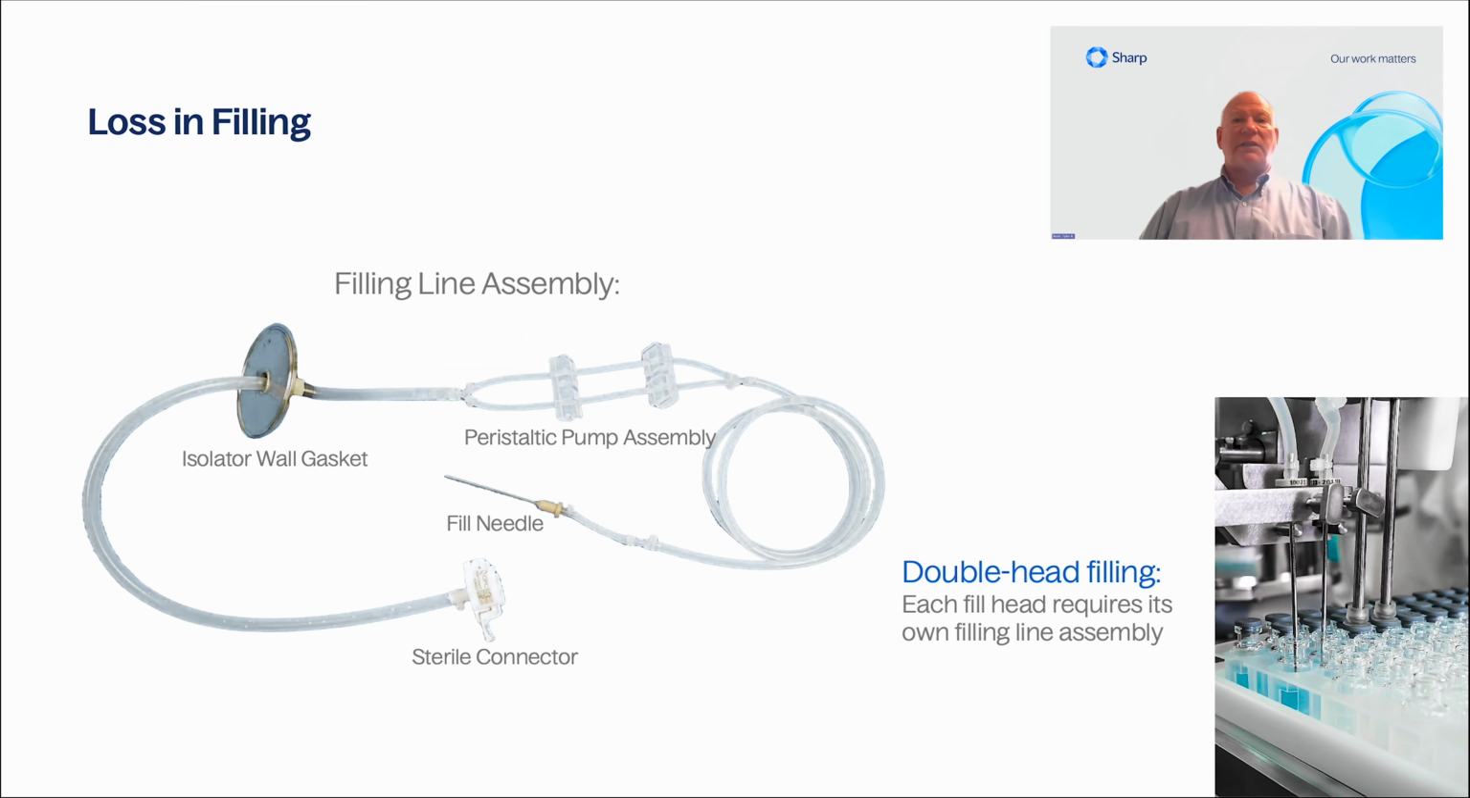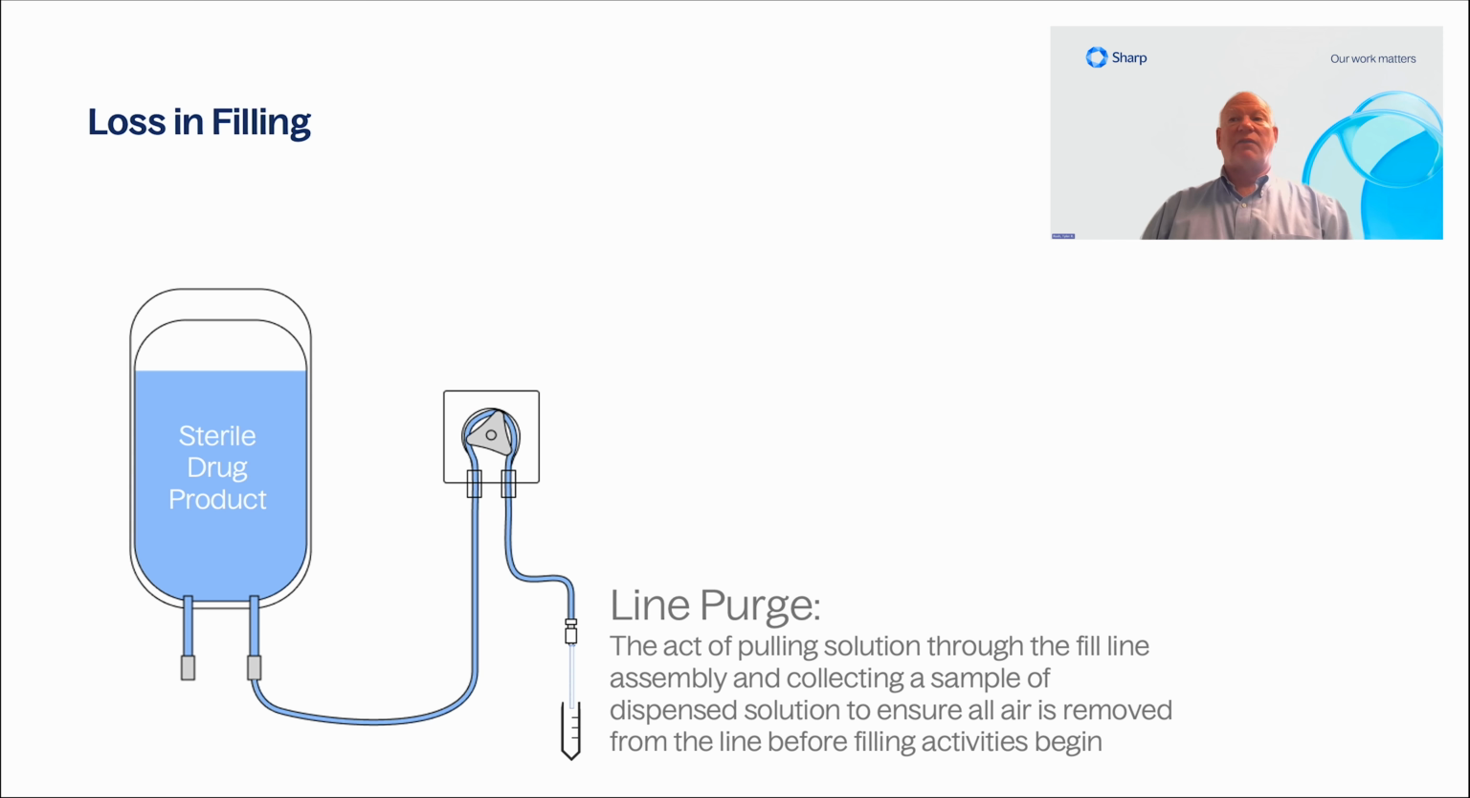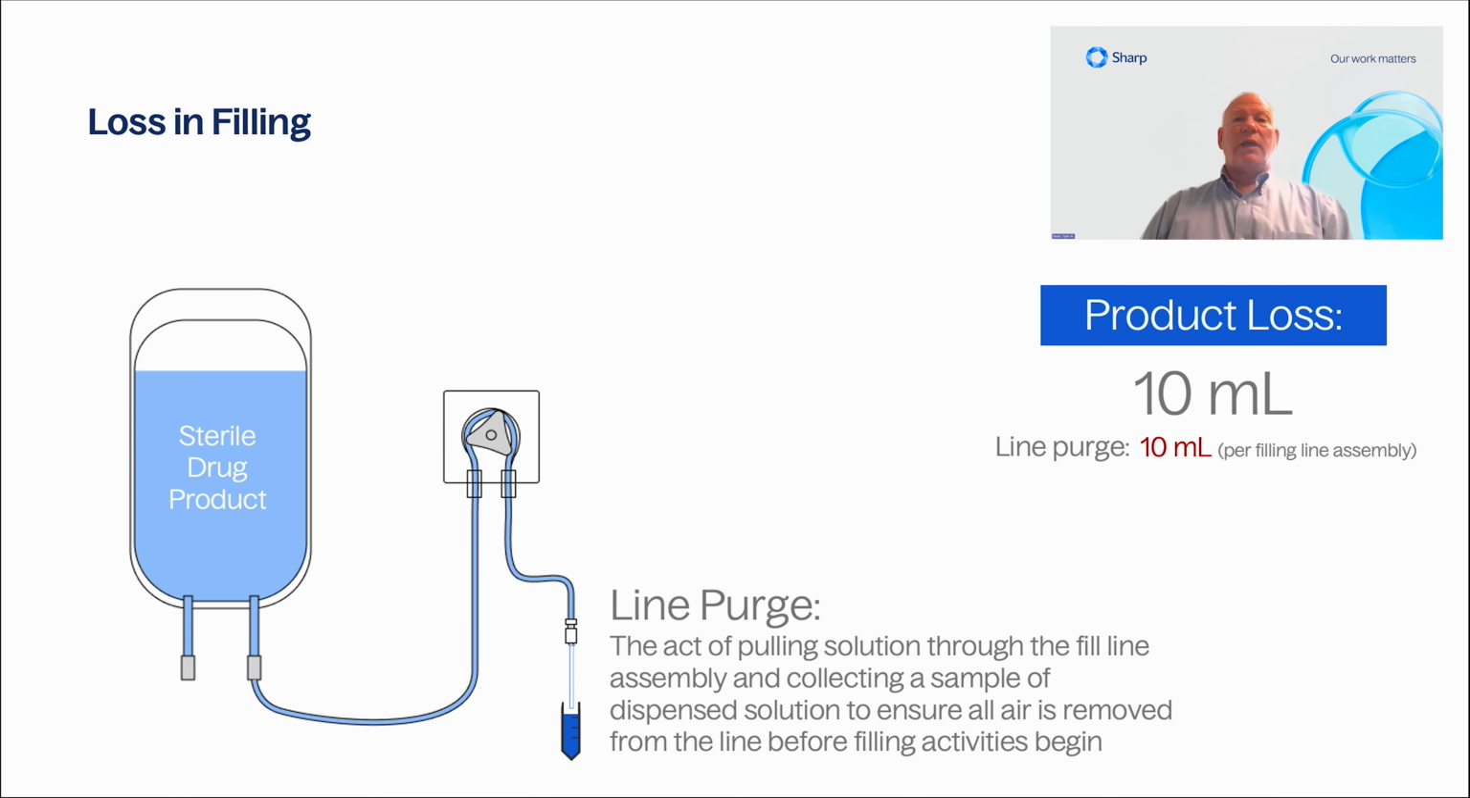The fill assembly needs to be filled with drug product and free of any bubbles or air that could cause inaccurate fill volumes. To do this, we pull solution through the tubing using a peristaltic pump, and we collect a predetermined volume of solution from each fill needle. This is called a line purge, and the volume that is typically collected is an arbitrary number based on what we believe is appropriate to ensure all the air is removed from the line. We can estimate about 10 mL will be collected for each fill needle during the line purge.